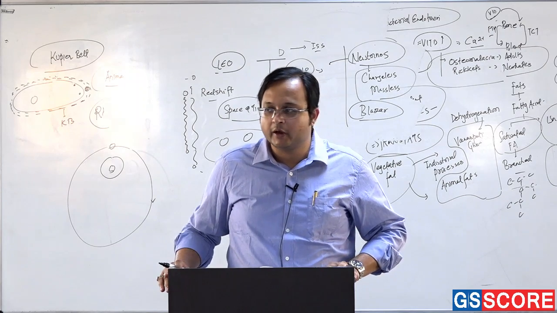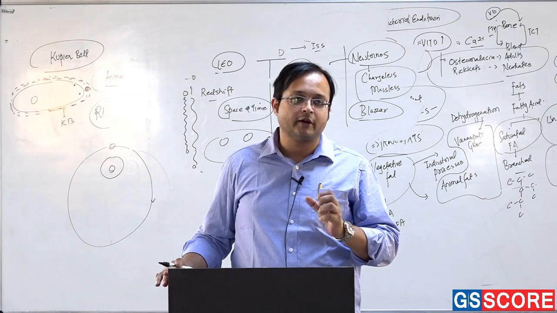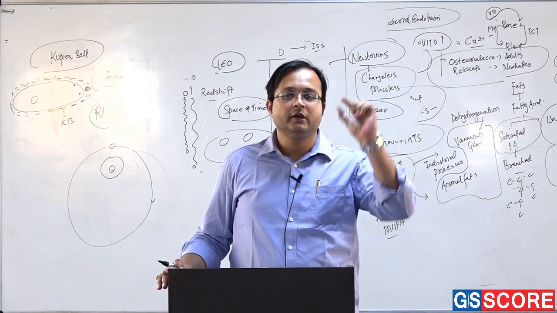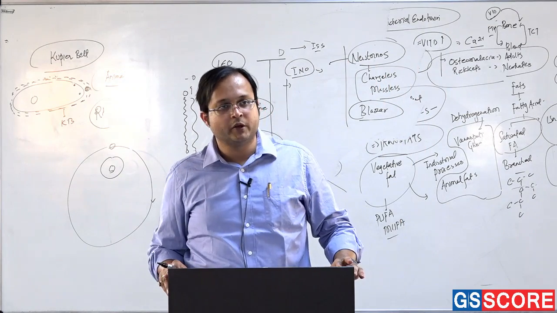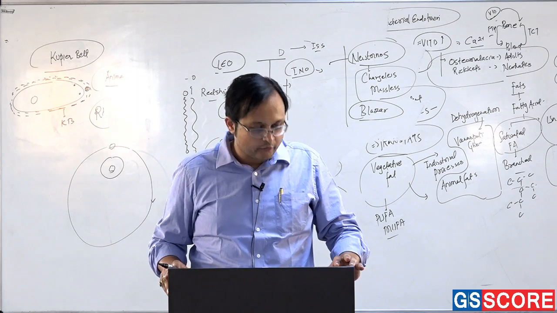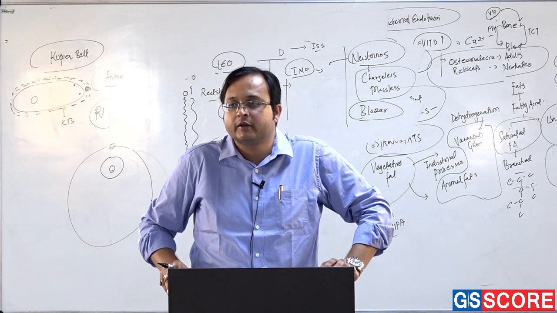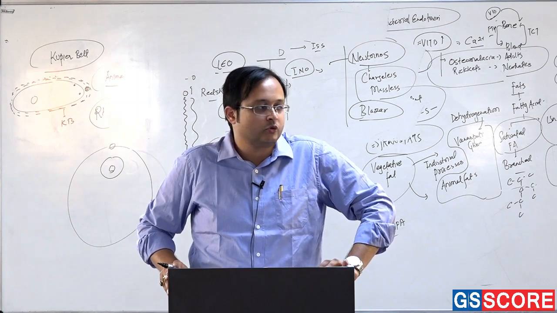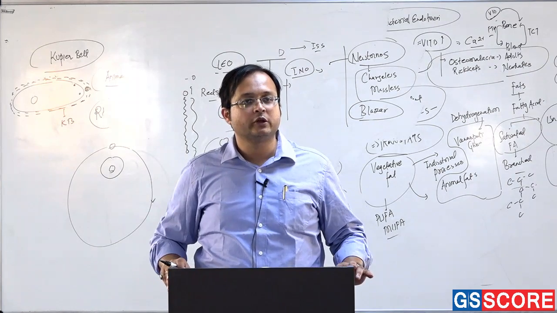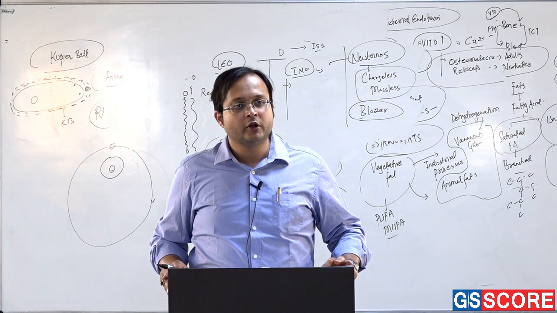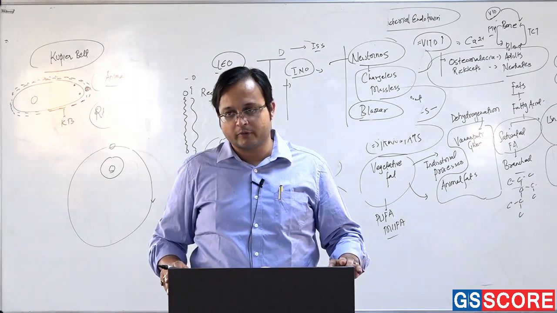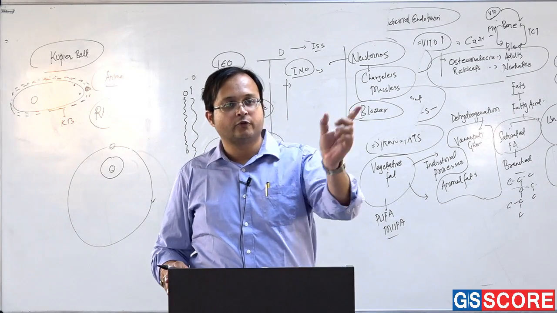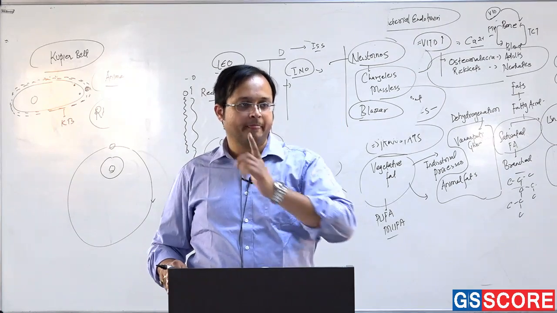Certain scientists have proposed that the decision of placing Pluto out of the planetary system could be re-evaluated, and we can bring Pluto back into the planetary system. The reasons for which Pluto was kept out: number one, it does not follow the basic orbital paths, right?